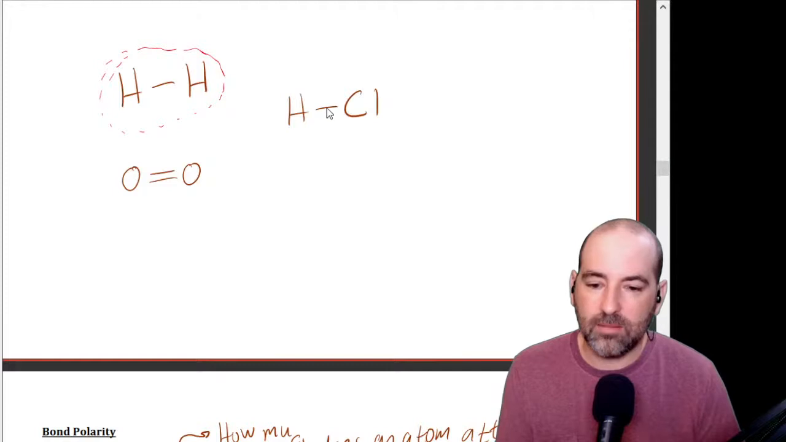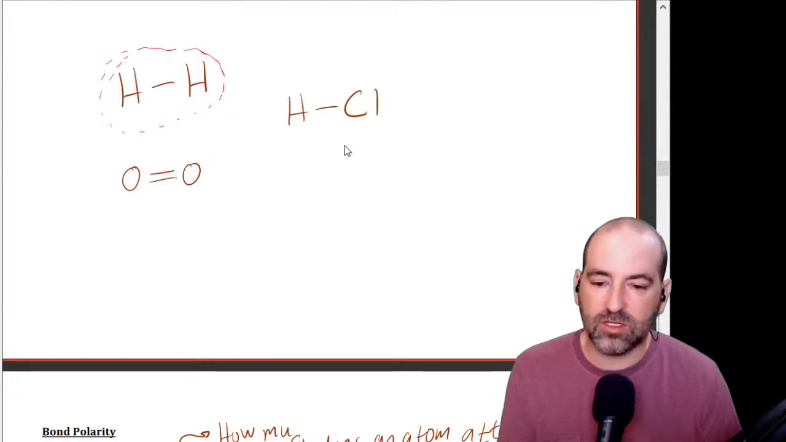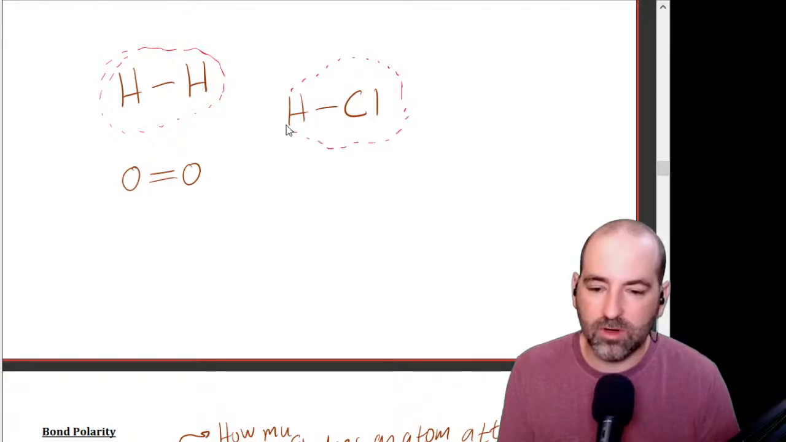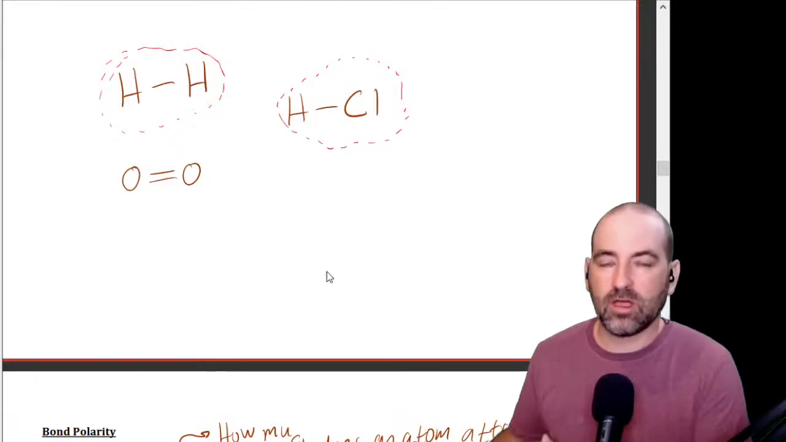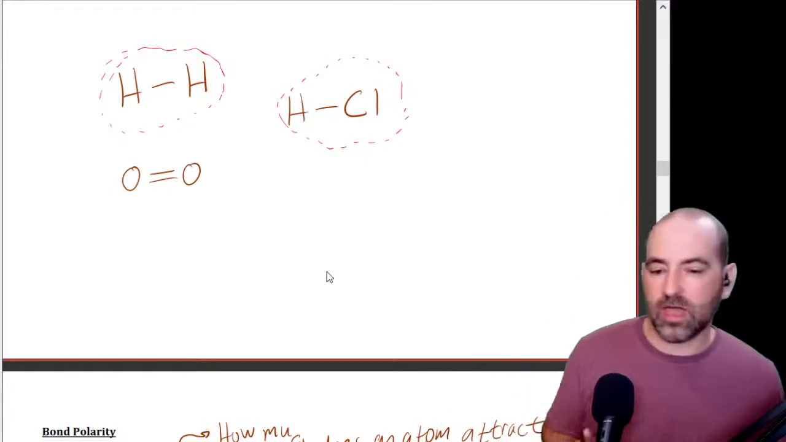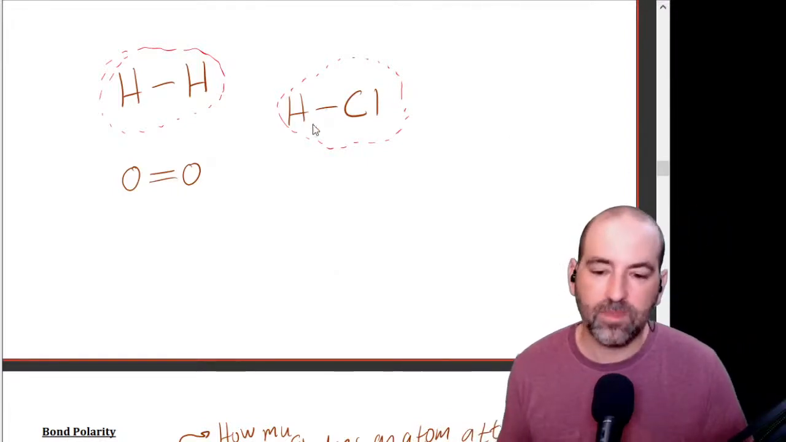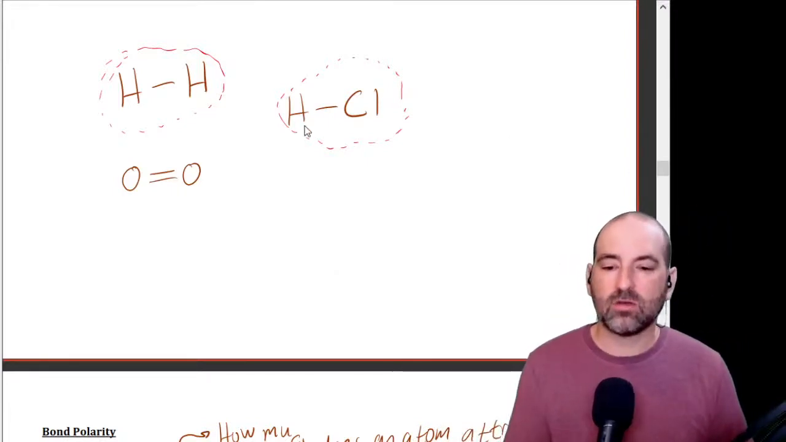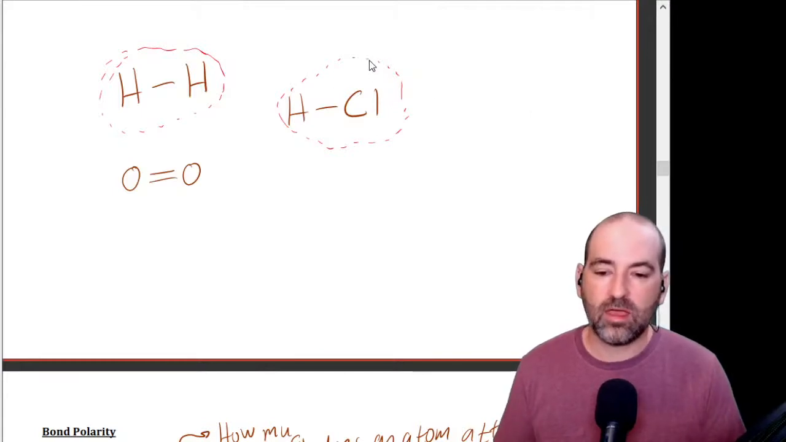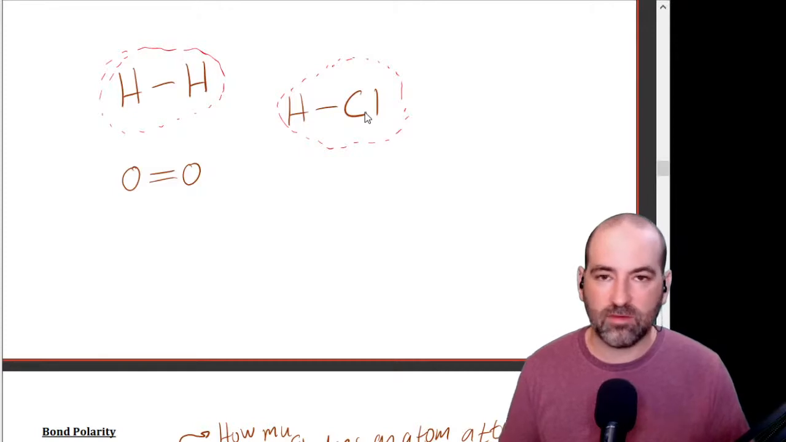And so what that means is these two electrons, instead of being distributed evenly around the two atoms, kind of get pulled over to the chlorine side. So chlorine, being more electronegative, pulls those electrons in the bond over. And what that does is it creates a polarity. Now, polarity means a separation of negative and positive.